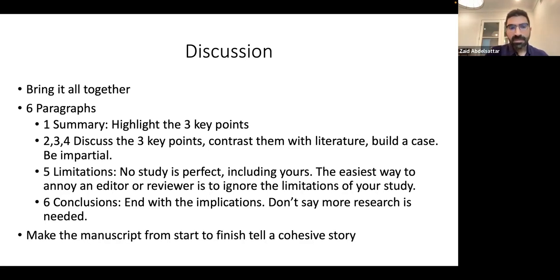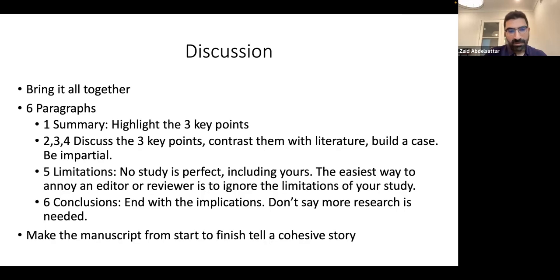The next paragraph is the limitations paragraph. No study is perfect, even yours. You might think that this is the best study ever. It might be, but it can't be perfect. There's always room for improvement, and there's always room for limitations, no matter what the study is.